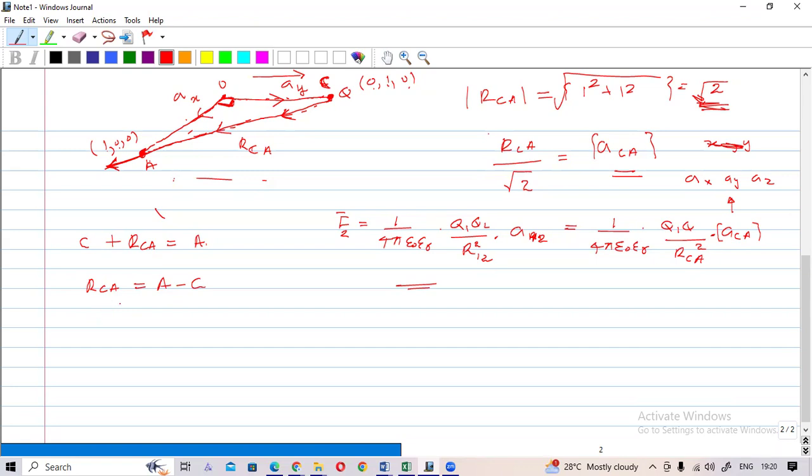So we need to find the magnitude of the RCA. Now tell me, this is A. This distance is the A. So what is this value? That is 1. So 1 into AX, that is the unit vector. So vector A is equal to 1, that is the magnitude, AX. These are vectors. And vector C is equal to what? This C, this one is equal to what? Please tell me.